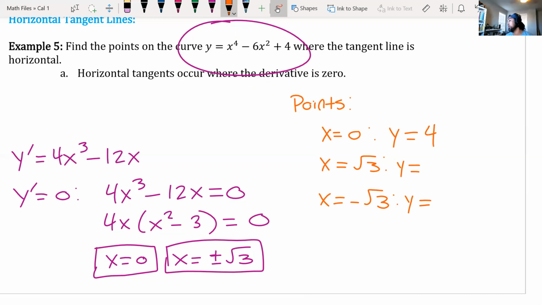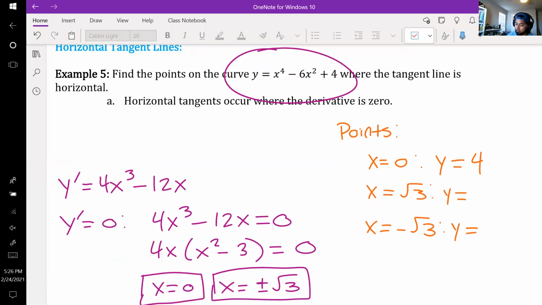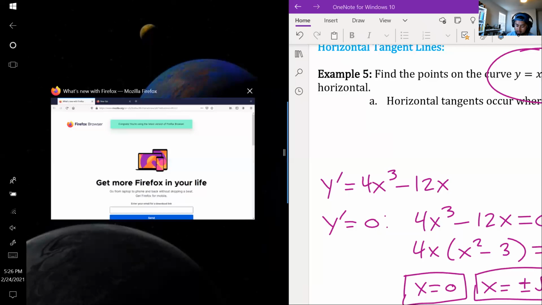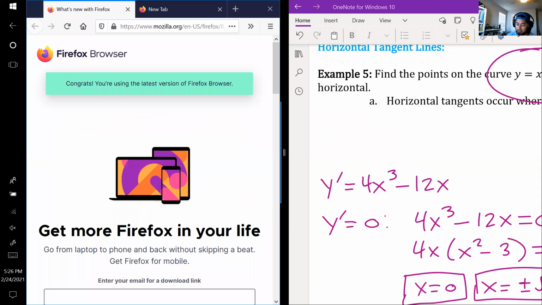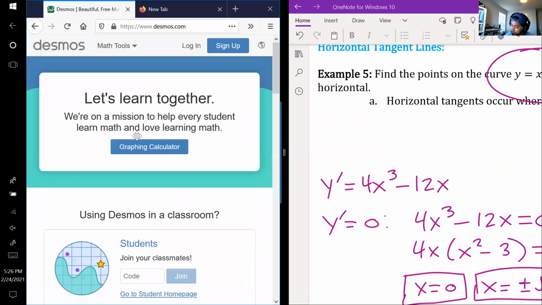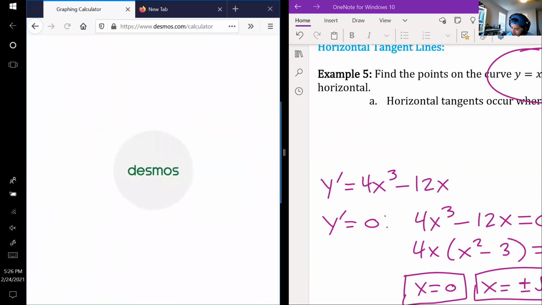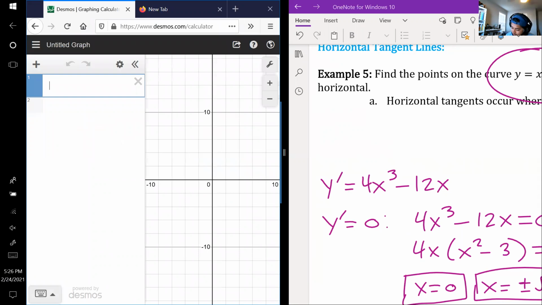Now we have to plug in the square root of 3 and the negative square root of 3. And actually, I'm going to use Desmos just to show you what we're finding. Again, I don't like to make it seem like we're just crunching numbers, which we are, but there's more of a reason to what we're doing.